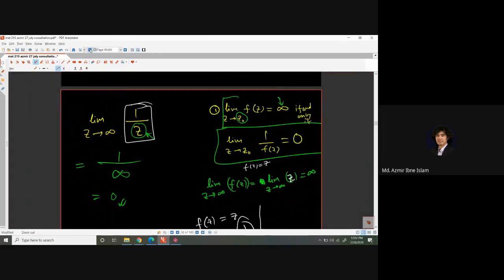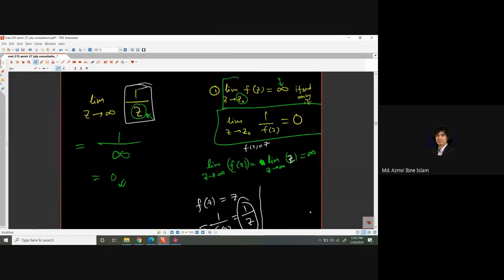By this theorem, let me zoom out this one. If z is giving us infinity, then 1 by z will obviously give us 0 by this theorem. So 1 by z is giving us directly 0. This is the insight of the theorem.